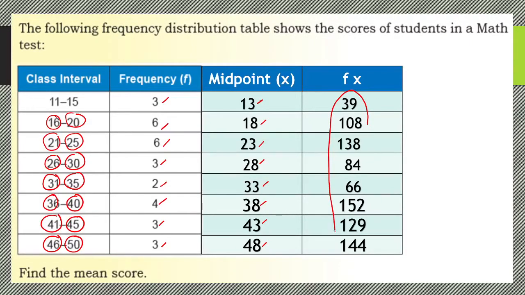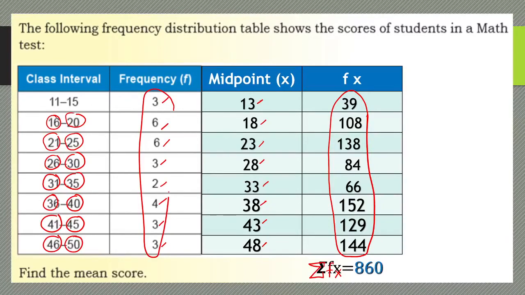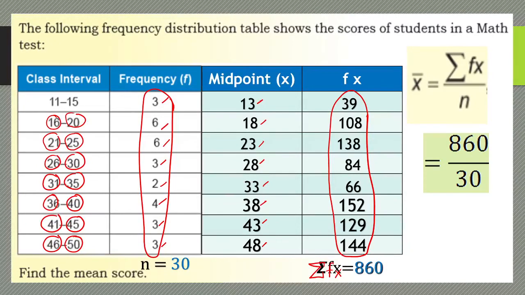Add all the fx. And what is the sum of the fx here? 860. Okay? What about the sum of all the frequencies? 30. n is equal to 30. So substitute this to the formula. You will have 860 divided by 30, is how much? 28.67.